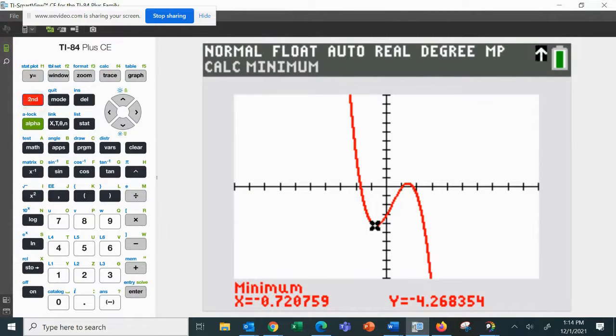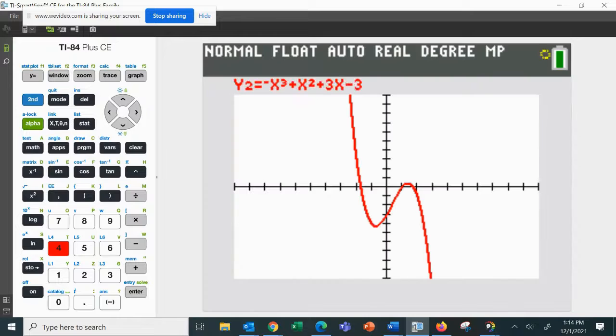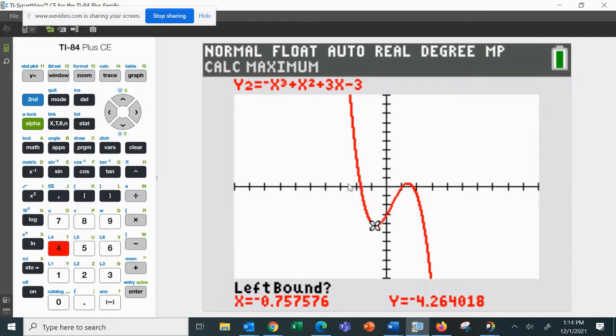So we're going to go back to second trace, and I'm going to choose maximum 4. It's going to ask me the same questions. Left. So I'm looking in a different place. What's to the left of this guy? 0? Okay. So 0, enter. What's to the right of where? Huh? 2? Okay.